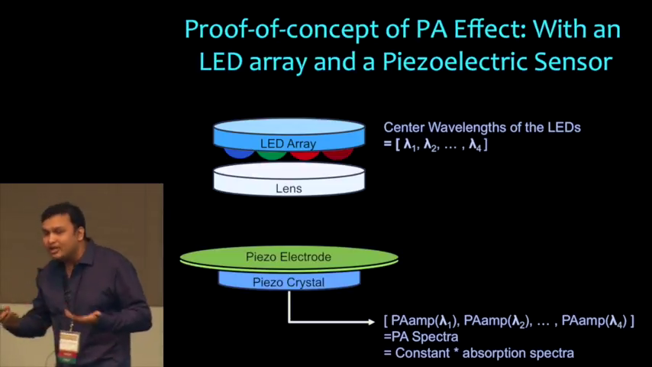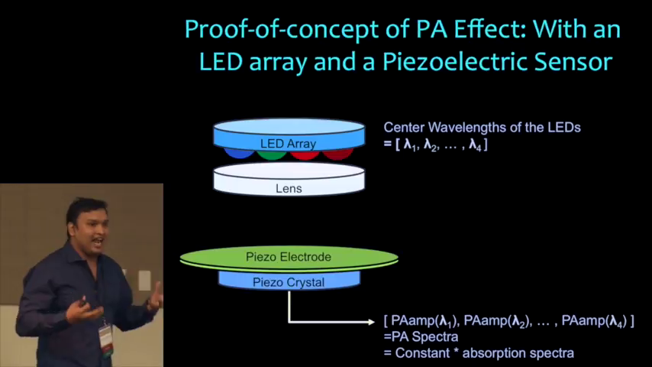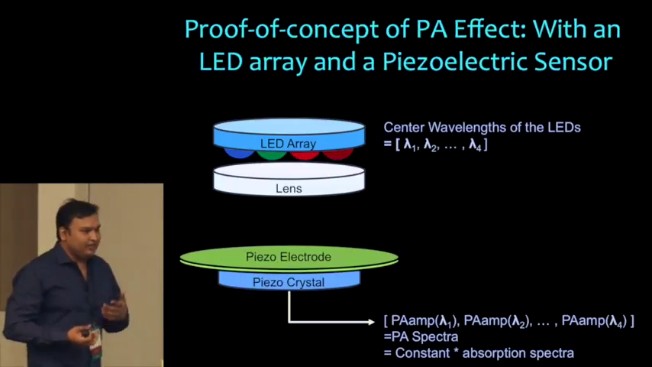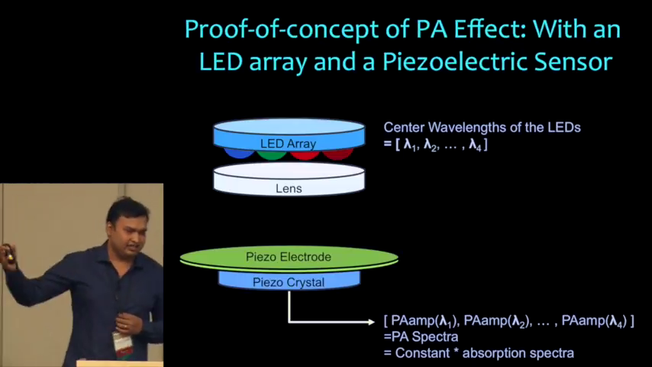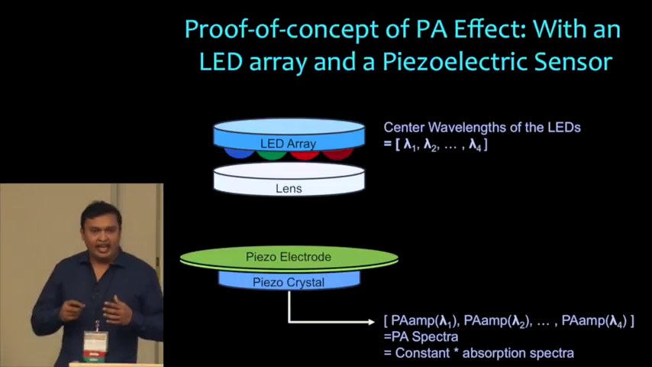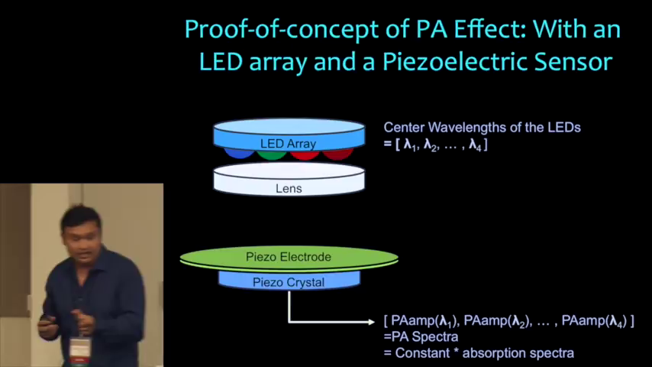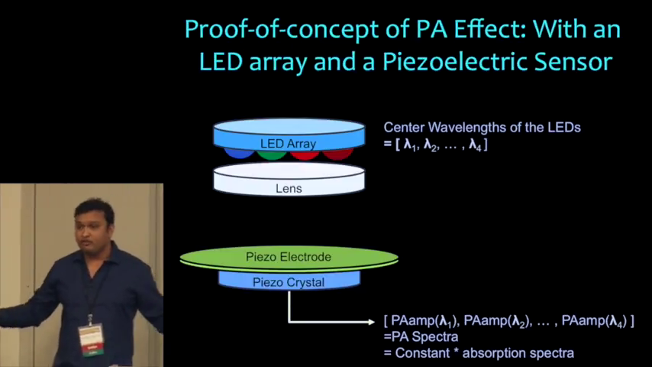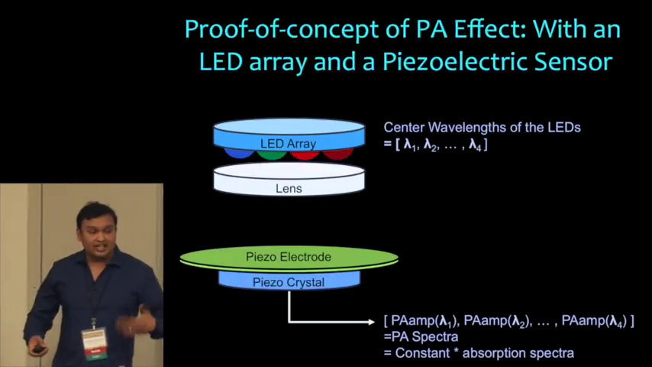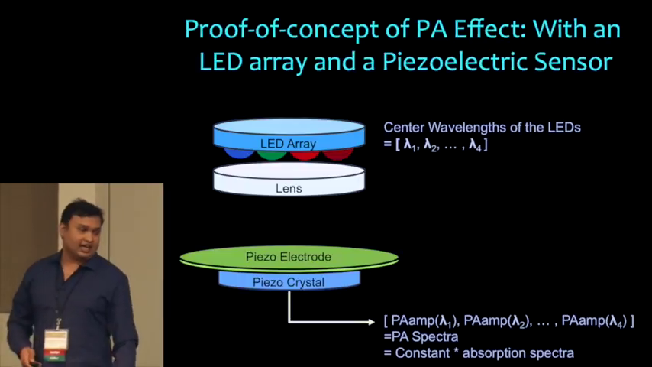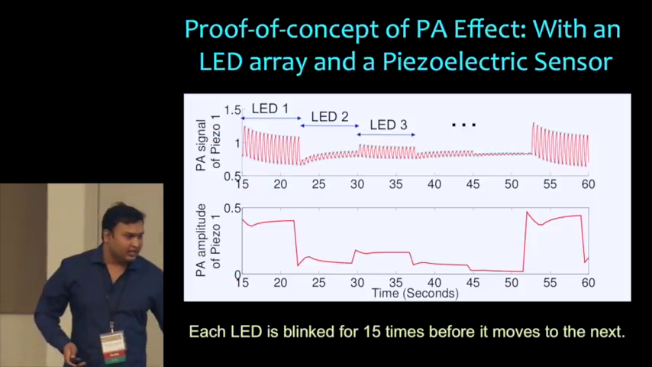Things get a little bit more interesting when you start to use an array of LEDs. Here you can see we have used an array of LEDs with varying center wavelengths. Now, if we extract the corresponding photoacoustic amplitude for each of those LEDs separately, it will form a photoacoustic spectra, which captures the absorption spectra of the target material. Let me show you how.